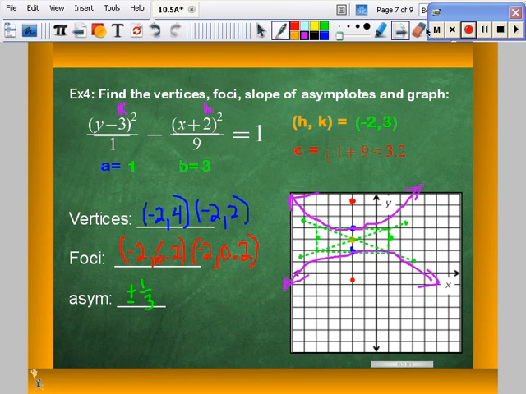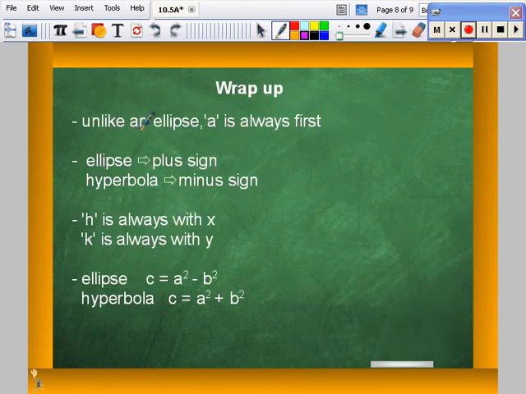I think we're going to wrap it up, and yes, we are. So unlike an ellipse, A is always first in a hyperbola. Let's write the word hyperbola there. That should finish that off. In an ellipse, there's a plus sign, but in a hyperbola, we have a minus sign. H is always with the X, K is always with the Y, be aware of that. And in an ellipse, when we look for C, you're going to actually do a minus, and for hyperbola, we're going to add, and of course, those are both square roots.